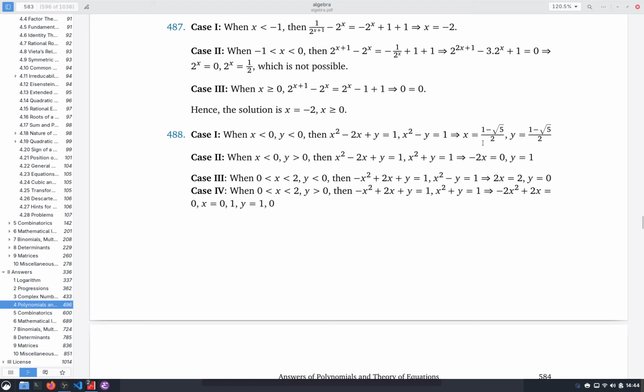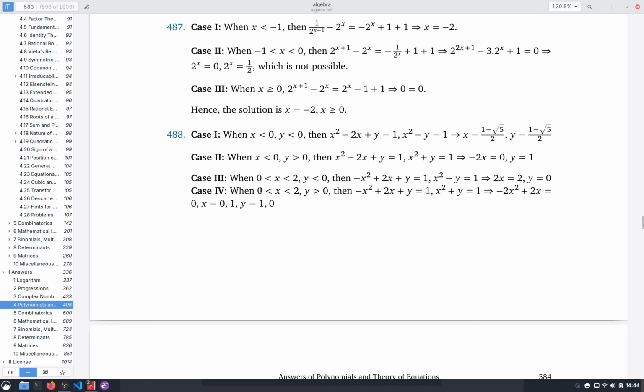So we get two solutions, x is equal to 1 minus root 5 by 2 and y is equal to 1 minus root 5 by 2, which are both less than 0. Now the second case could be x is less than 0, y is greater than 0. You do the same thing, you arrive at x is equal to 0 and y is equal to 1. And third case could be x is between 0 and 2 and y is less than 0. In this case, we arrive at x is equal to 1 and y is equal to 0.